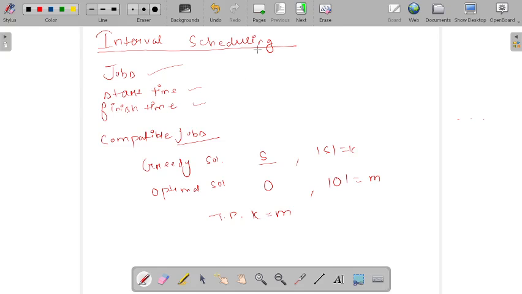Okay, we are having this problem of interval scheduling. In interval scheduling, we are given jobs, and each job has some starting time and some finishing time. So, what does the greedy algorithm suggest? It suggests that we just sort the intervals in increasing order of their finishing times. That means finishing time of I1 is less than or equal to finishing time of I2 and so on.